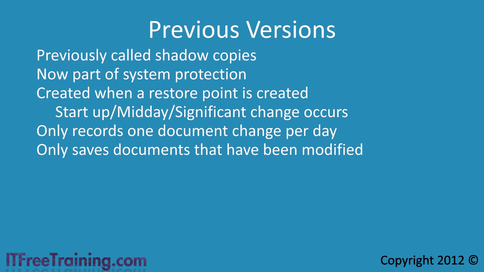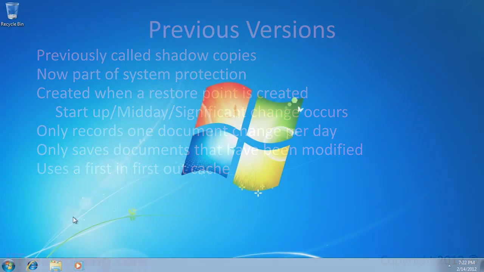System protection uses a first-in, first-out cache. The more restore points you create, the more history you will have to restore from, but when the cache is full, the oldest data will be removed. If you want to maximize the amount of previous versions you can keep, you can always increase the amount of cache you have. I will now change to my Windows 7 computer to have a look at previous versions.